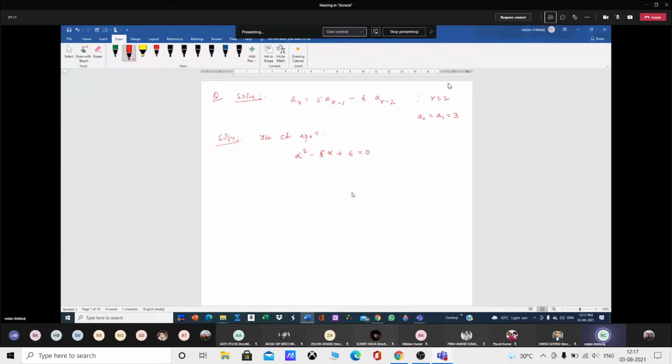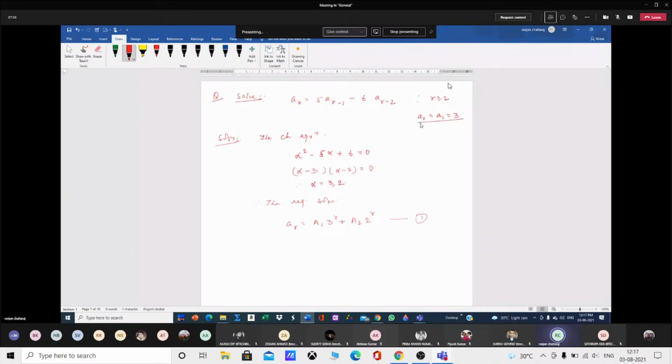So it is alpha minus 3 and alpha minus 2 equal to 0. So the characteristic roots are 3 and 2. What would be the required solution? Therefore, the required solution is a_r equals A1 times 3 to the power r plus A2 times 2 to the power r. Suppose this is equation 1.